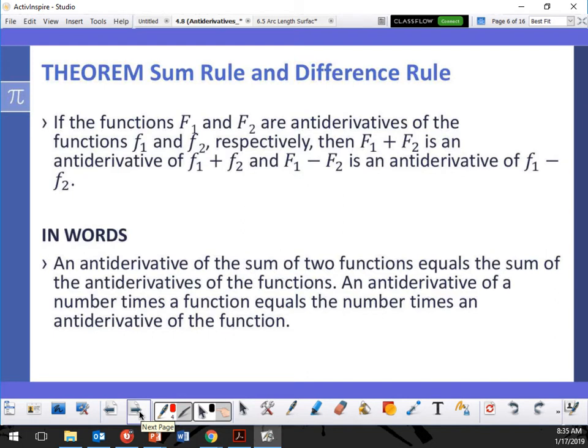So, sum and difference rule. The antiderivative of a sum of two functions equals the sum of the antiderivatives of the functions. The antiderivative of a number times a function equals the number times the antiderivative of the function. So what that says is pull out your constant number. Factor it out first.